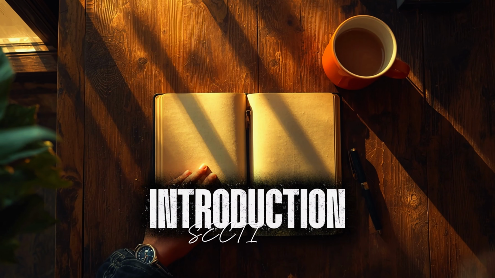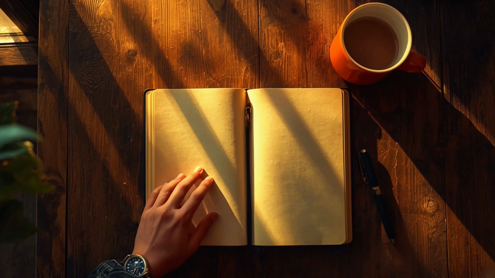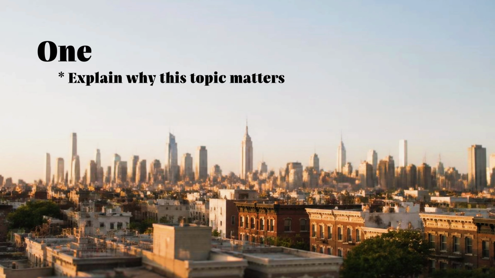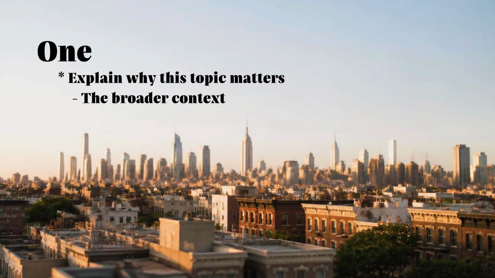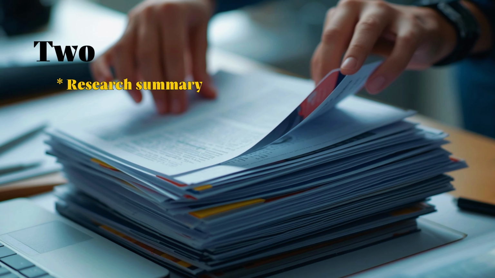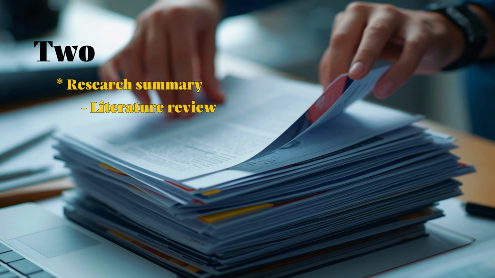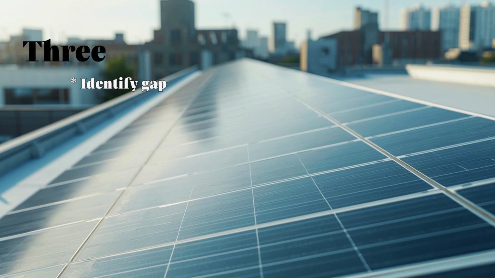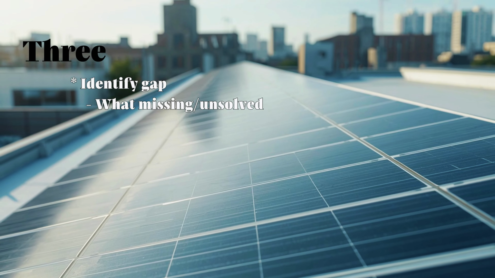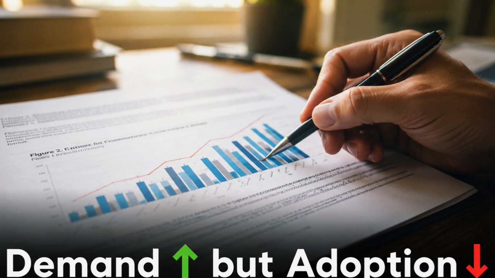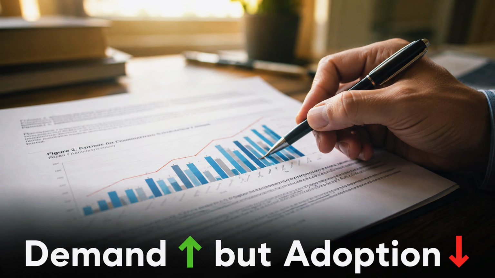Section 2, introduction and background. 3 parts here. 1, explain why this topic matters, the broad context. 2, summarize what others have researched, your literature review. 3, identify the gap, what's missing or unsolved. Example, renewable energy demand is growing, but urban solar adoption remains low due to space constraints. Current research focuses on panel materials, but limited work addresses optimization in dense urban areas. That's your gap. 3 to 4 paragraphs total.